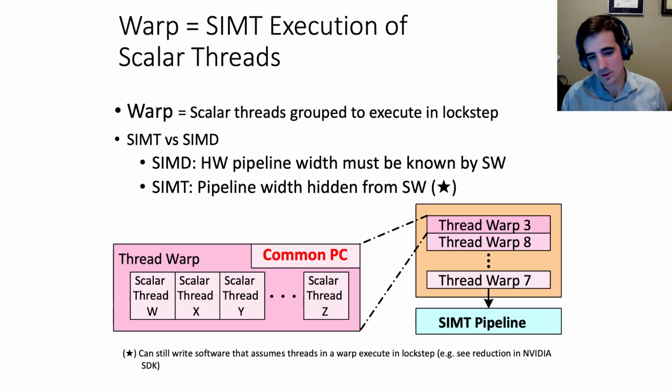How does a warp work? We covered this in class. There's a common PC, and all of the scalar threads will execute the same instruction. If they're not on the same control flow path, then they're basically masked off.